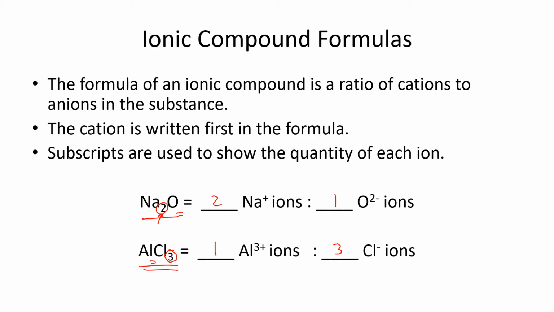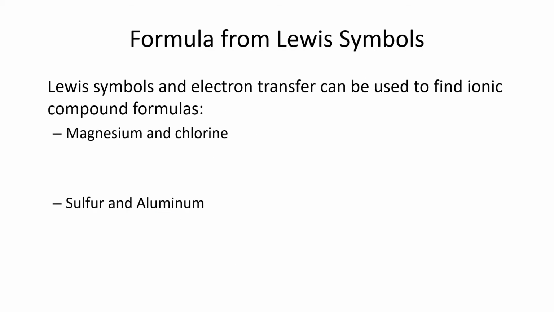One last thing that's mentioned above here is that the metal, or the cation, always goes first, right? Always start with your positively charged ion, and then your negatively charged one goes second. Okay, so to be able to figure out the formula from the Lewis symbols, we can do a little bit of exchanging. So let's look at a couple examples here.